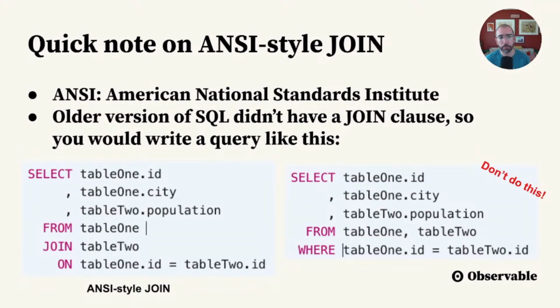And we don't do this anymore because it's confusing. It's hard to figure out the logic of how these two tables relate to each other when you write it in your where clause, because you might have other filters in your where clause. And now it's hard to figure out what's part of the join filtering and what's just my general filtering. It's considered best practice to do the former here, the ANSI-style join.